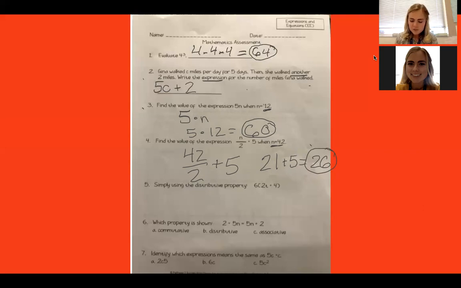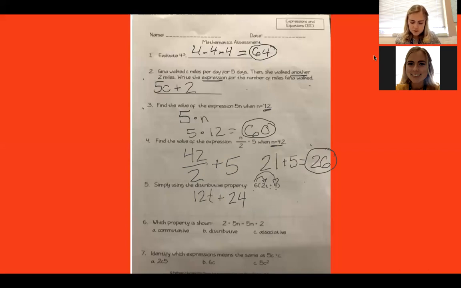Question 5. Simplify using the distributive property. So 6 right on the outside of the parentheses, 2t plus 4. So I'm going to multiply 6 by 2t, and then I'm going to add it to 6 times 4. So 6 times 2t would be 6 times 2 is 12, and then I have a t with that. Plus, because there's a plus in the parentheses, 6 times 4, which is 24. So that is that expression simplified.